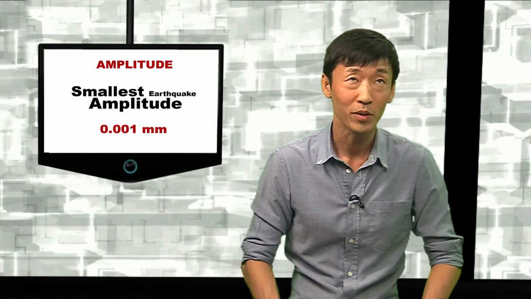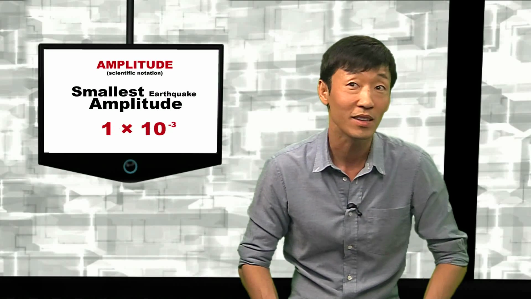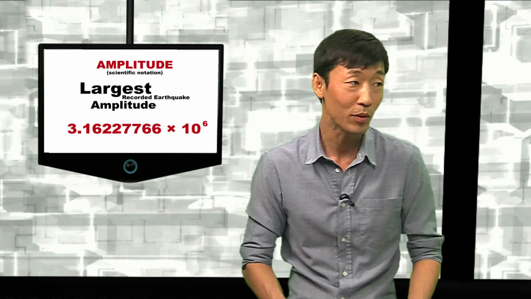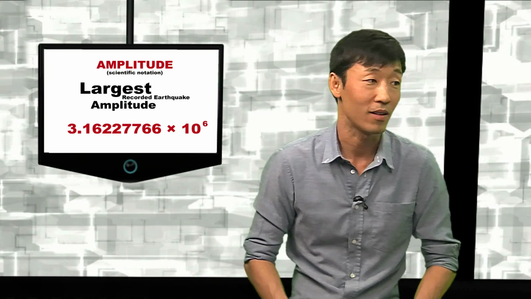So show me how we can describe each of these numbers using scientific notation. For example, 0.001, if you use scientific notation, I can write that as 1 times 10 to the negative 3 power. Okay. What about that huge, like 3 million something earthquake? Right, 3 million something, if I were to use scientific notation, is about 3.2 times 10 to the 6 power.